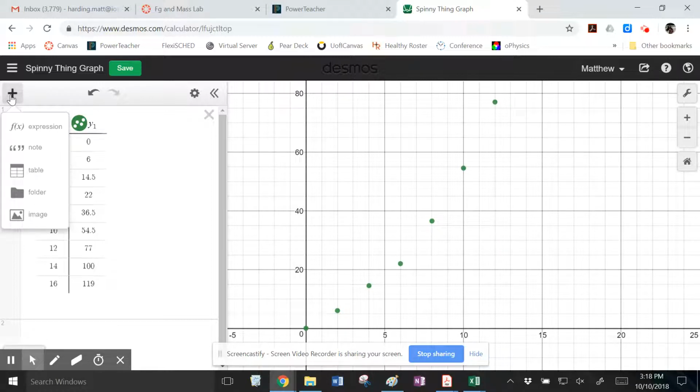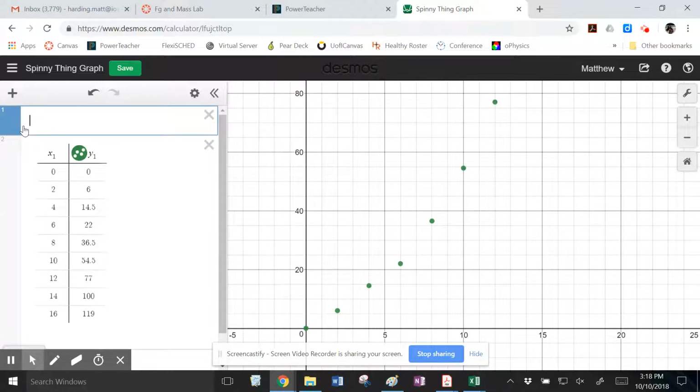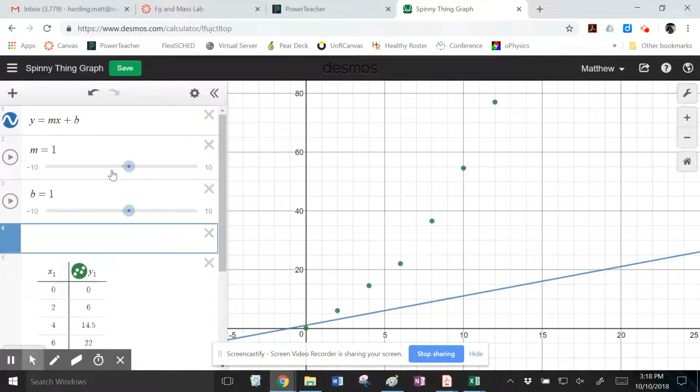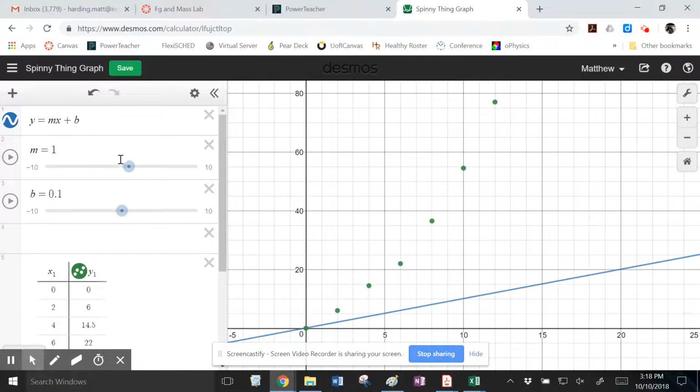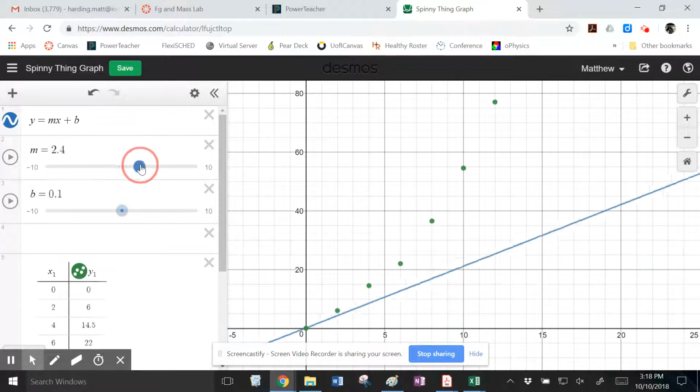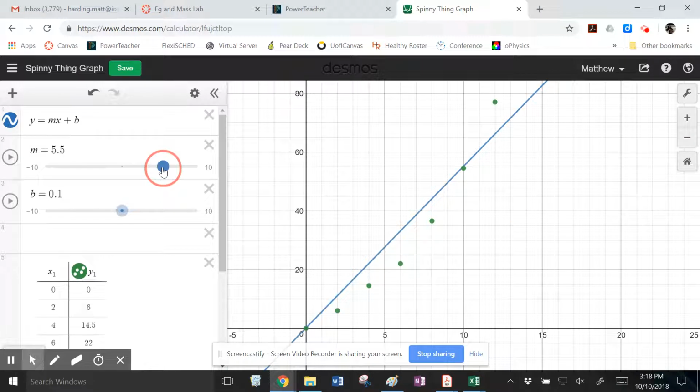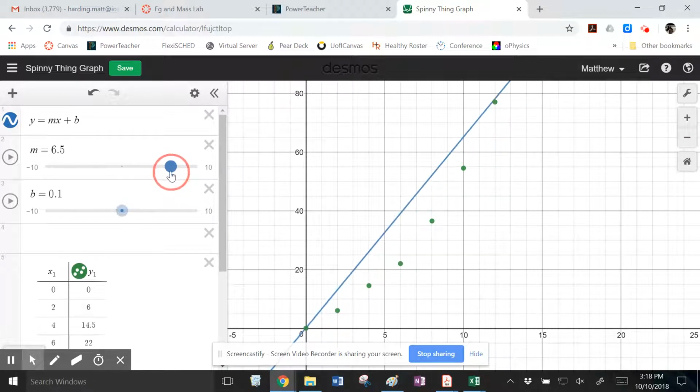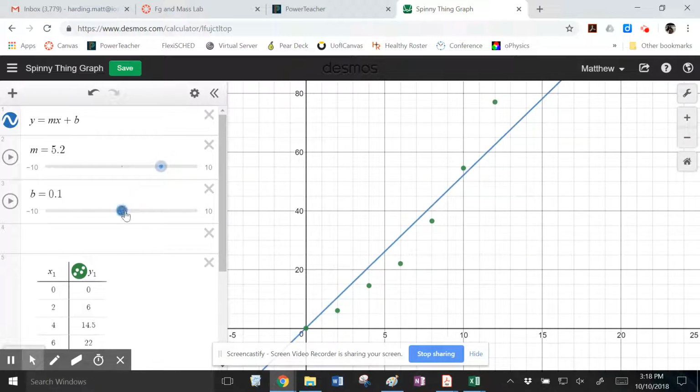I can check by inserting an expression here, y equals mx plus b. Add sliders for those things. And then, let's see, it goes through at 0, 0. If I tip this up, boy, yeah, I don't know. That doesn't look like a straight line to me. Maybe if I adjust this a little bit.